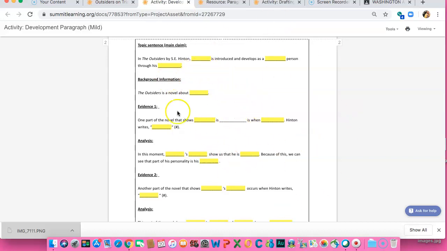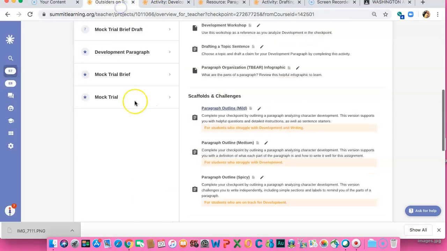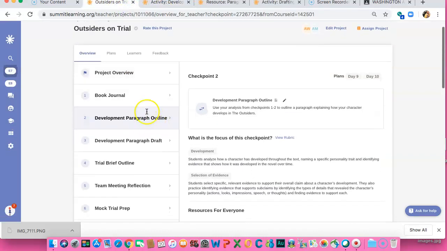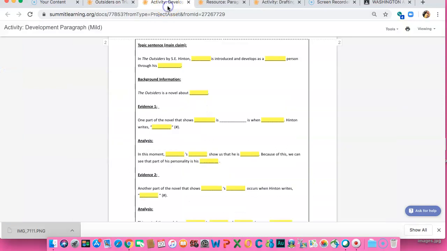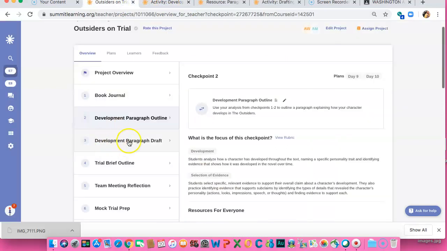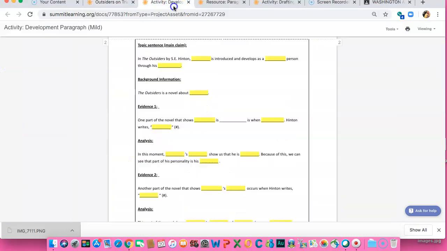So guess what you do for your checkpoint 3, right? Your checkpoint 2 is your outline, which is what this is. If your checkpoint 3 is the paragraph draft, guess what you're going to do, guys? This right here. Copy. And then go to your checkpoint 3 and paste. And you're going to go to your next sentence. Copy. And then you're going to go back. Paste. Then you're going to go back to this one. Copy. Then you're going to paste it.